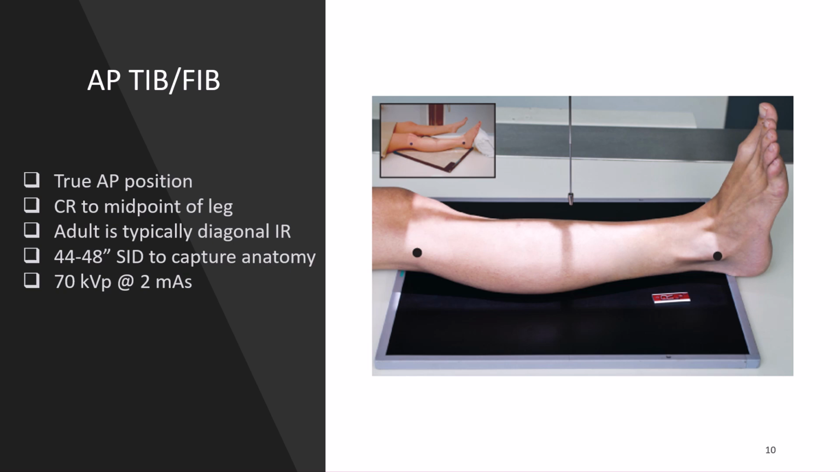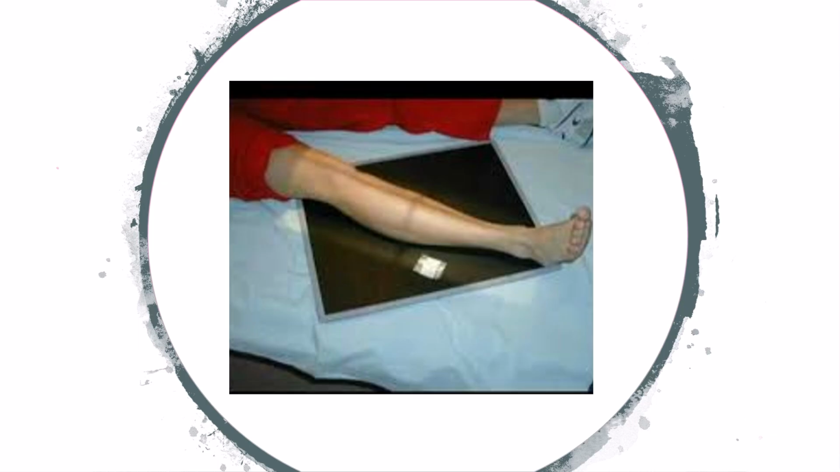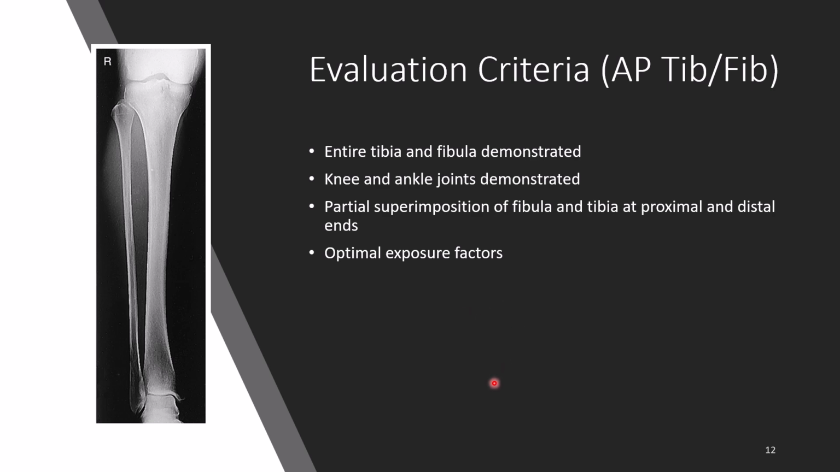If done appropriately, I will show you one other picture that shows what it looks like on the IR diagonally. You can see that the central ray is midway between the knee and the ankle, right there, and then the marker should go lateral to the part, and that is ideally what it would look like. On the image itself, you do have to include the entire tibia and fibula with both ankle and knee joints.